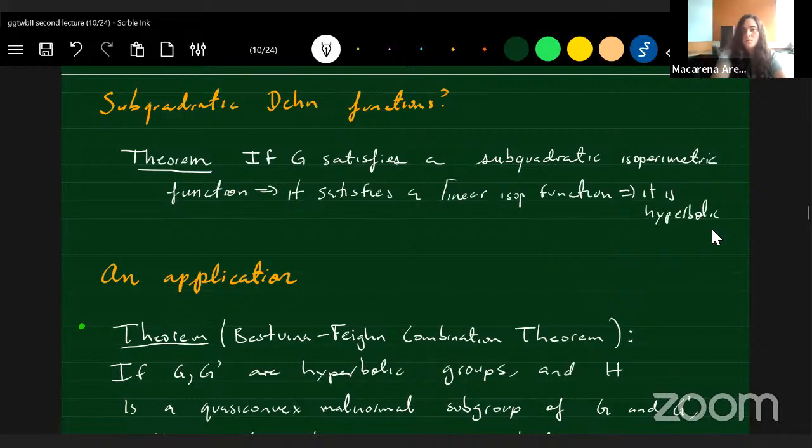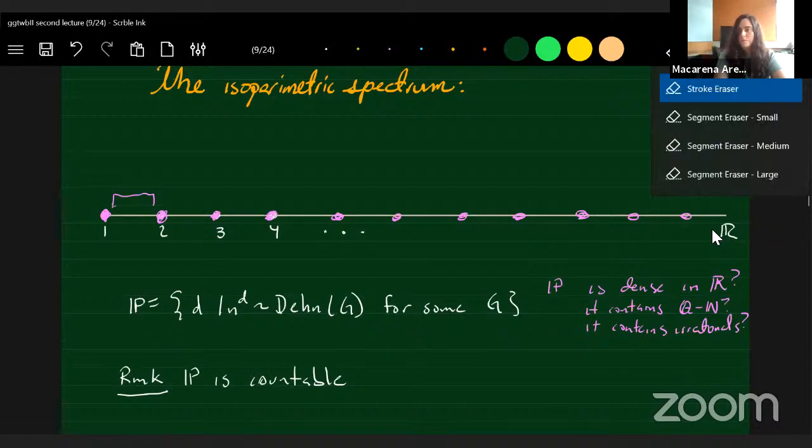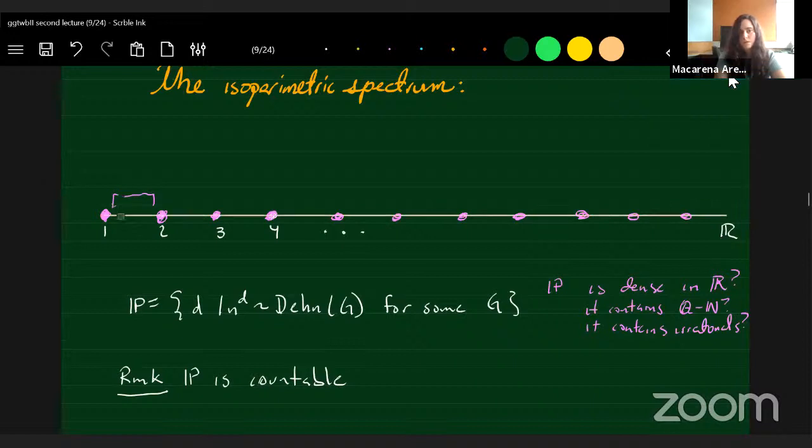So there are no groups that have Dehn functions that are subquadratic but not linear. There are no groups whose optimal isoperimetric function is in this interval. So what I'm going to do is erase this interval from this line here.